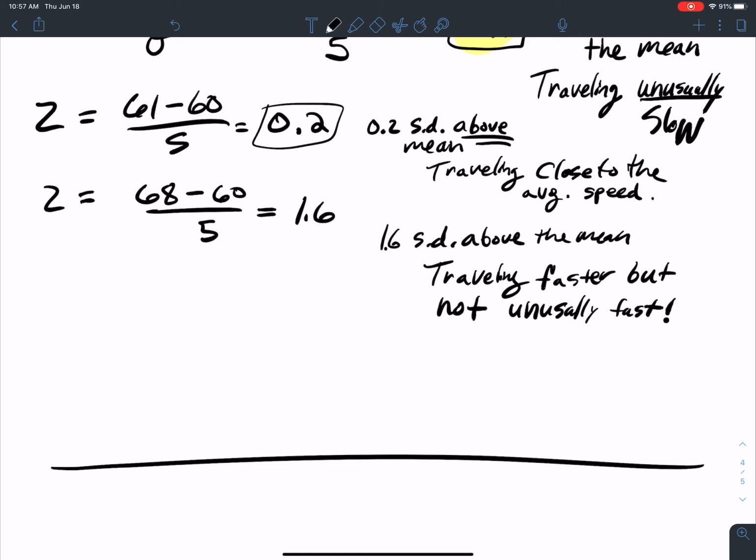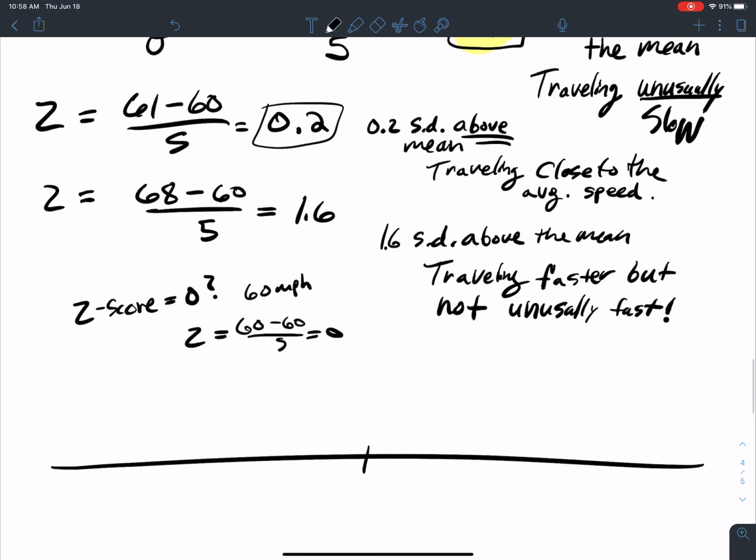Can I get a z-score equal to 0, where I'm zero standard deviations away from the mean? Yeah. If I'm going 60 miles per hour, then I am exactly on the mean, and so 60 minus 60 over 5 gets me 0 for a z-score. So how do you get a z-score equal to 0? You're going the average. Your value is equal to the average. That's how you do it.